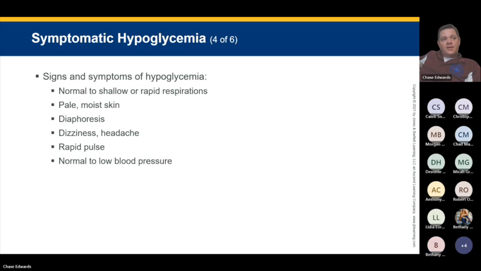All right, so on the slide here, you can see some signs and symptoms of hypoglycemia. So you have the normal to shallow or rapid respirations. You got pale, moist skin, and diaphoresis. Diaphoresis means what? Does anybody remember what diaphoresis means? Somebody's diaphoretic. What does that mean? Sweating? Sweaty. Yep, means they're sweaty. Yep, excessive sweat. Dizziness, headache, rapid pulse, and normal to low blood pressure.